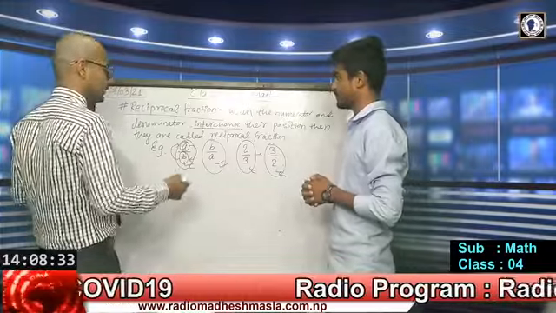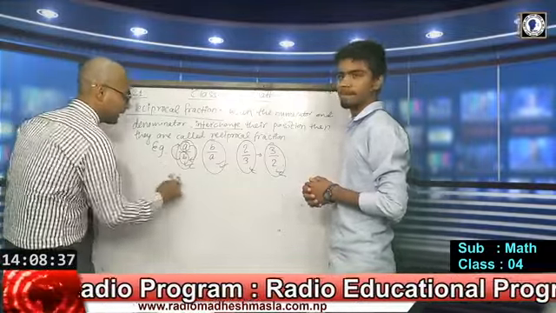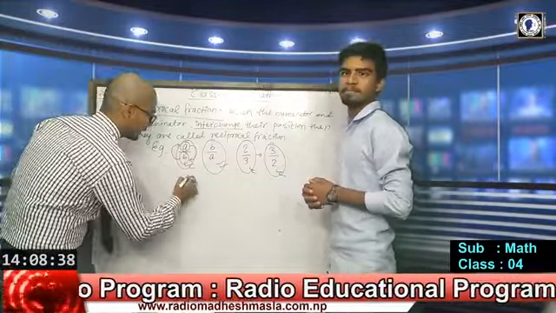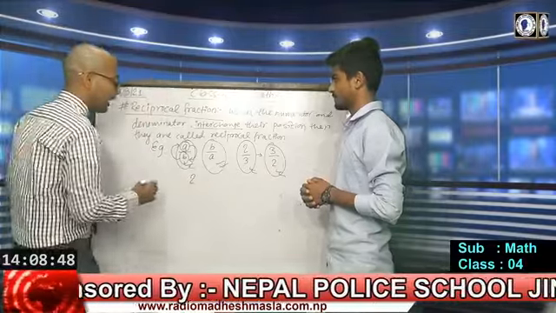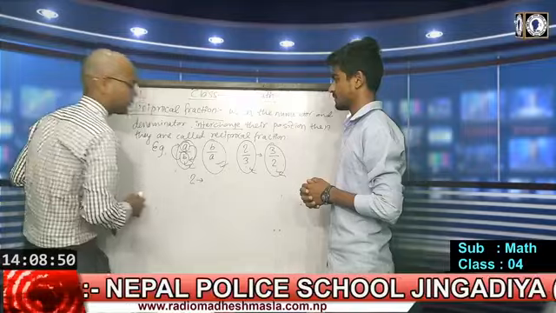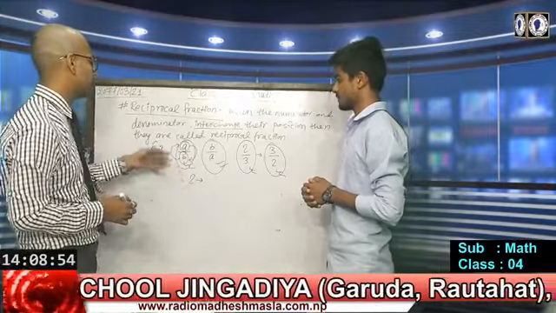Sometimes you can see a problem like this, with a rational number, or also an integer. Suppose there is 2, and you have to find its reciprocal fraction. That means you have to find the reciprocal form of this 2.